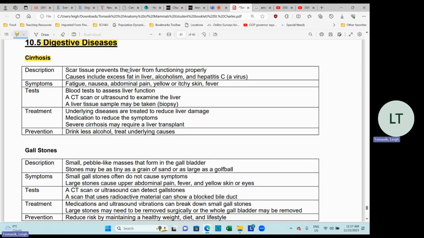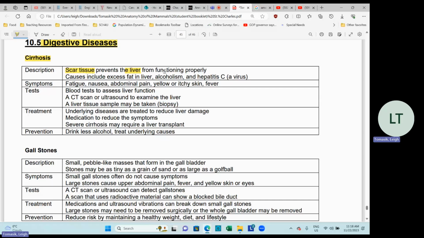Cirrhosis is a disorder of the liver, and your liver has so many important jobs. One of them is to make bile to help you digest fat. But the other big job that the liver does is the liver is like a big filter that detoxes your blood. So if you have any sort of medication you take, it will break it down, and it will also break down toxic things like alcohol.